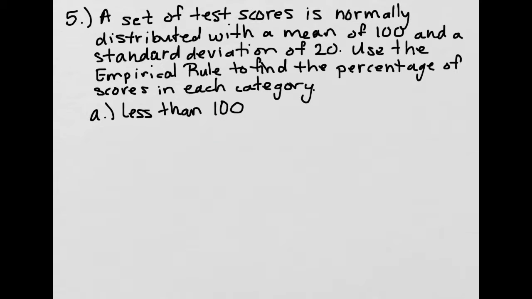So normally distributed means that we are working with a bell curve, which looks something like this. And let's make that a little bigger.